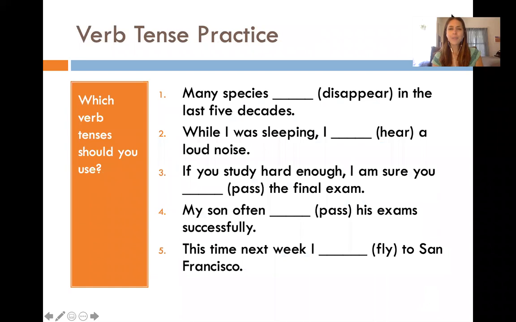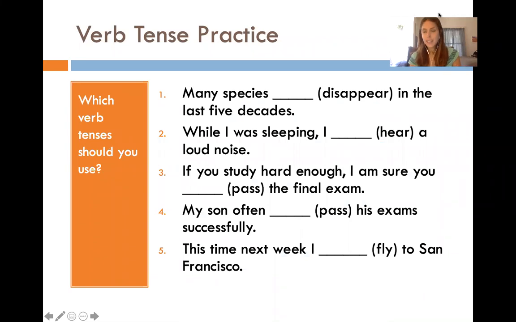All right, so let's do some practice. Now, in your notebook, please fill in the correct verb in each of these sentences. Okay, this is going to be tough. You can do it. Think about the time markers, think about the context, okay? So pause the video, fill in the correct verb tenses, and then we can move on.